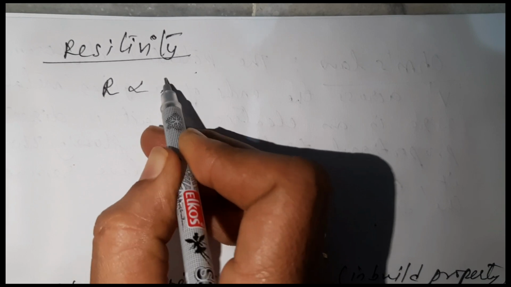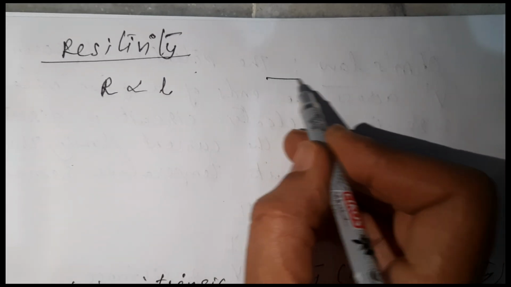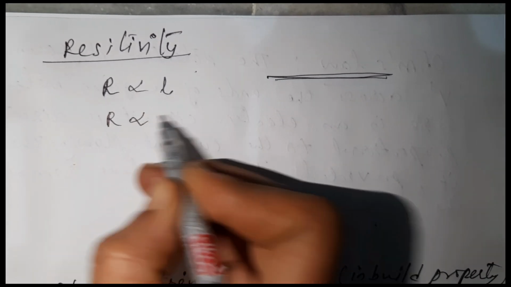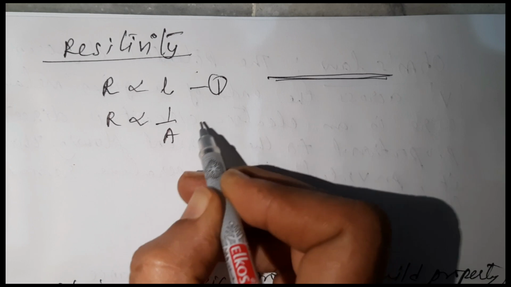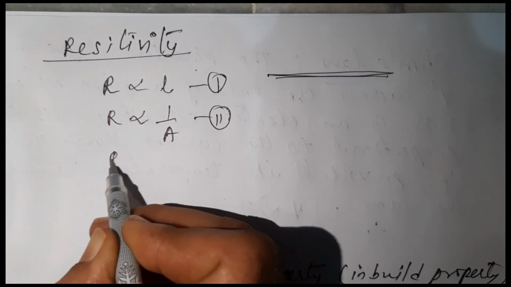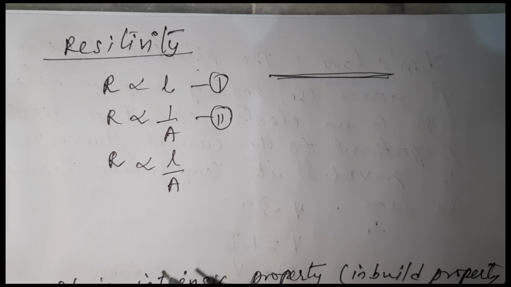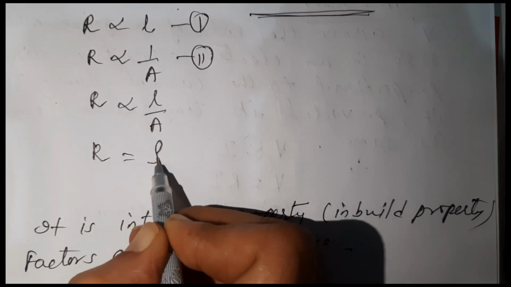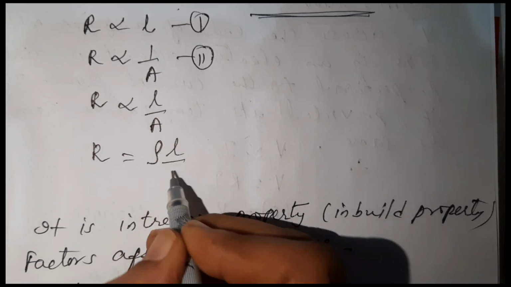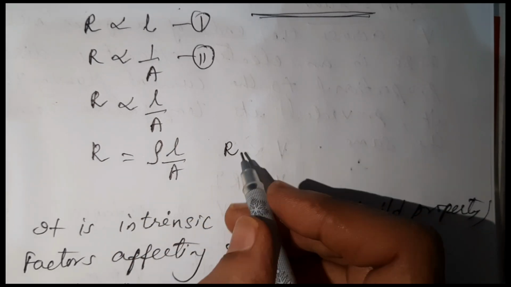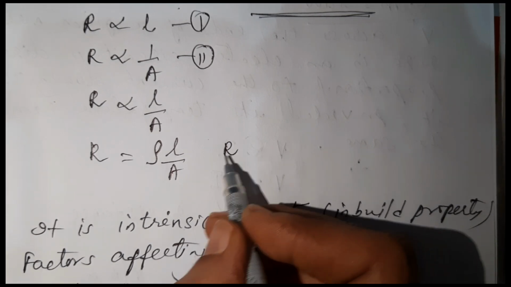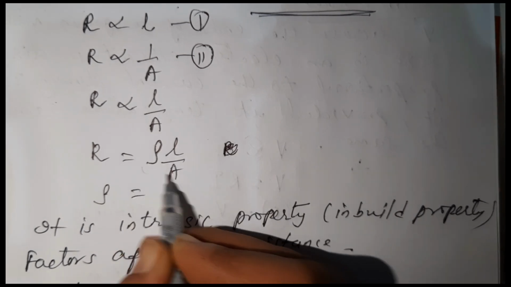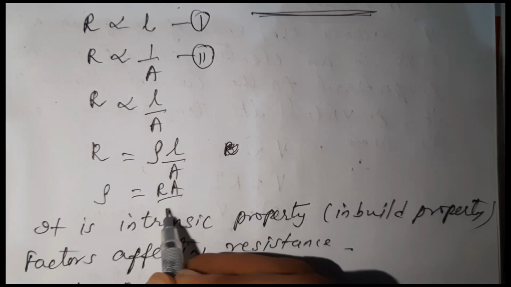Resistance is directly proportional to the length of the conductor. So the longer the wire, the more resistance it has. And resistance is inversely proportional to cross-section area. If we combine these two, we get R is proportional to L by A. To remove the proportional sign, we use resistivity. This symbol is called rho. So R equals rho L upon A. To find resistivity, we cross multiply, so resistivity is RA upon L.